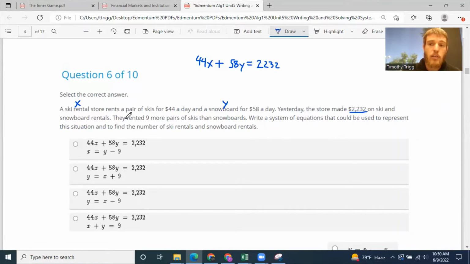Now, the other piece of information is how we're going to find our second equation. It says they rented 9 more pairs of skis than snowboards. So they rented more skis than snowboards. So if we take the number of ski rentals, they rented 9 more pairs of skis than snowboards. These are not equal, right? The number of ski rentals is not equal to the number of snowboard rentals because it says they rented 9 more pairs of skis. So I'd have to add 9 to the snowboard rentals to equal the amount of ski rentals.